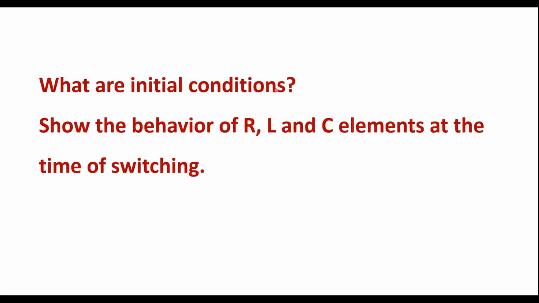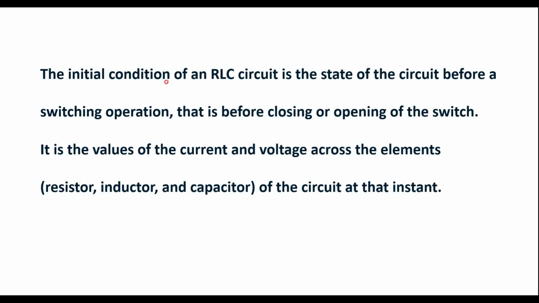What are initial conditions? Show the behavior of R, L and C elements at the time of switching. The initial condition of an RLC circuit is the state of the circuit before a switching operation, that is, before closing or opening of the switch. It is the values of the current and voltage across the elements. Here element means it may be a resistor or inductor or capacitor of the circuit at that instant.